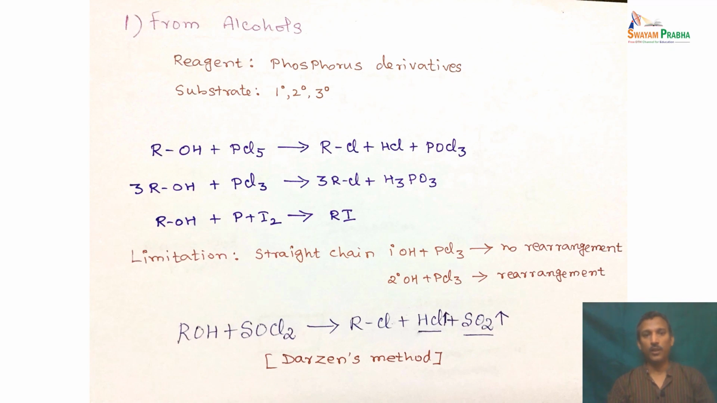Let us look at another method of preparation of alkyl halides from alcohols. In the previous one, we saw HX and zinc chloride reacts with alcohols to produce the alkyl halides. In this particular one, we will be looking at the phosphorus derivatives, mainly PCl5 and PCl3. These are the two reagents which can be used for the preparation of alkyl halides. So the substrates involved are primary, secondary and tertiary alcohols.